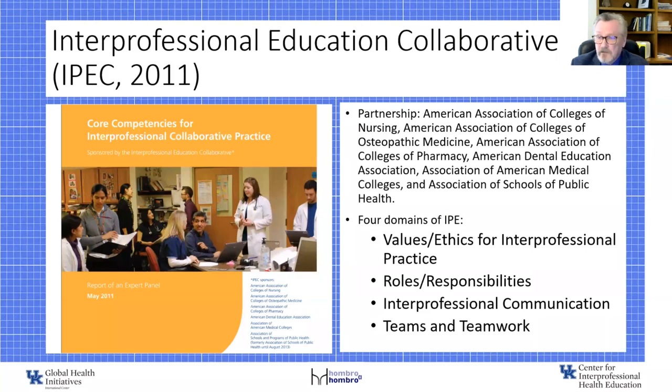The first one is values and ethics of interprofessional practice. That's just understanding and respecting others, is how you boil that down. Roles and responsibilities. If you're going to respect others and, as we say, try to make sure that your teammates practice at the top of their license, how can you do that if you don't know what the top of their license is? So understanding their roles and responsibilities is very important.